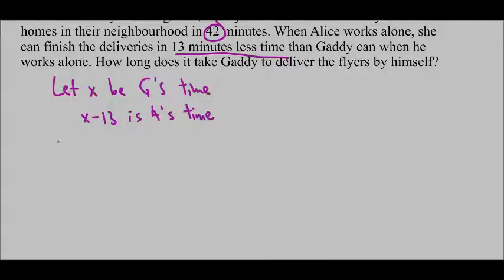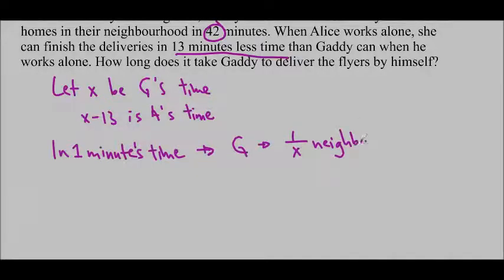So what we're going to do is say, okay, in 1 minute's time, how much of the neighborhood is finished? Well, if it's just Gaddy alone, then he will have finished 1 over x of the neighborhood, because he finishes the whole thing in x minutes, so in 1 minute he finishes 1 over x of the neighborhood, right? For Alice, in 1 minute's time, she has accomplished 1 over x minus 13 of the neighborhood.